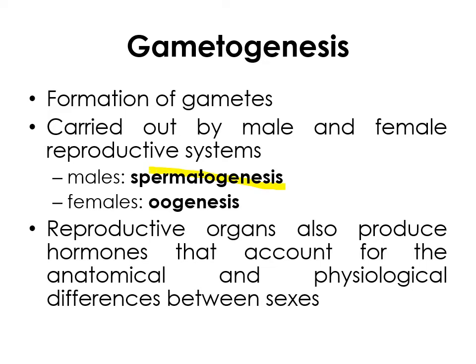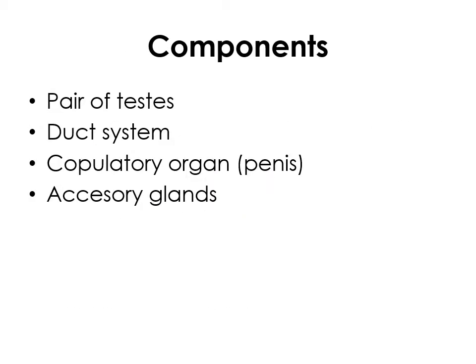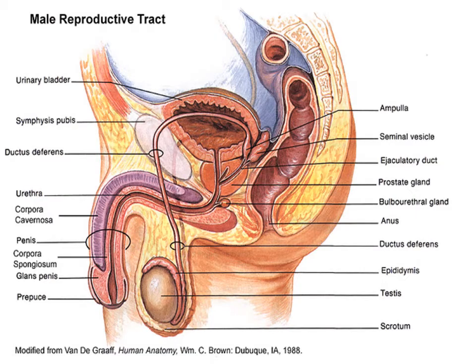So reproductive organs produce hormones that account for the anatomical and physiological differences between the sexes. What is included in the male reproductive system? We have a pair of testes, a duct system, the copulatory organ or the penis, and the accessory glands. So that's the male reproductive tract.